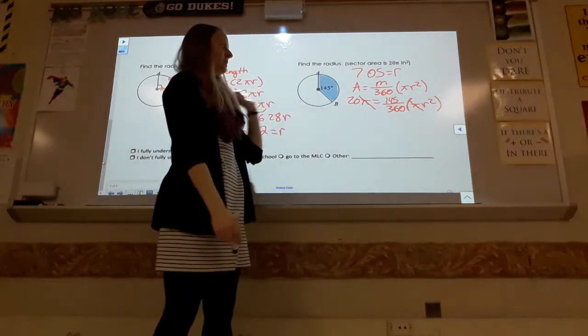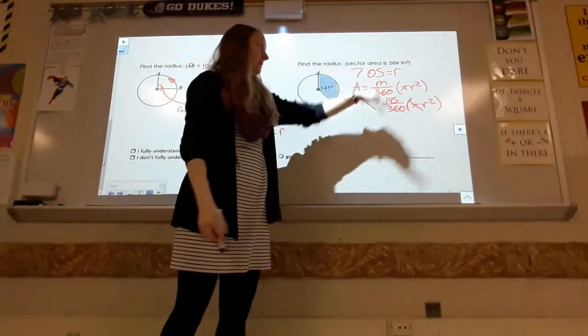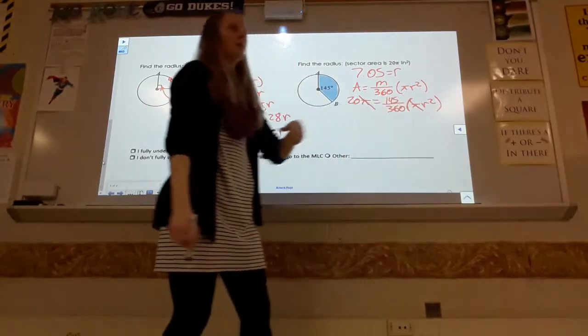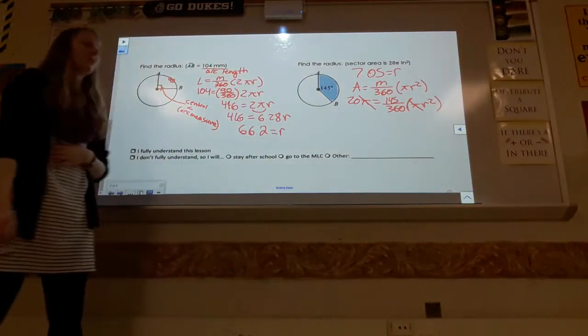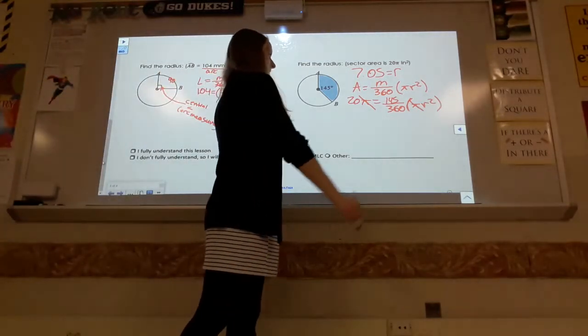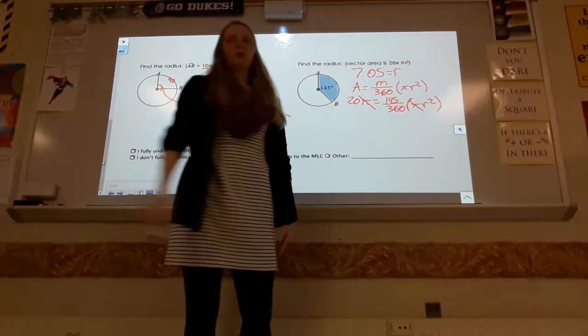And then like we did over here, multiply the 360, divide the 145, and then take the square root. Because when you guys have a square, you need to take the square root to find the answer. And so doing the algebra, again, you guys should be able to do that because you've been through algebra 1 already. You should end up with 7.05.